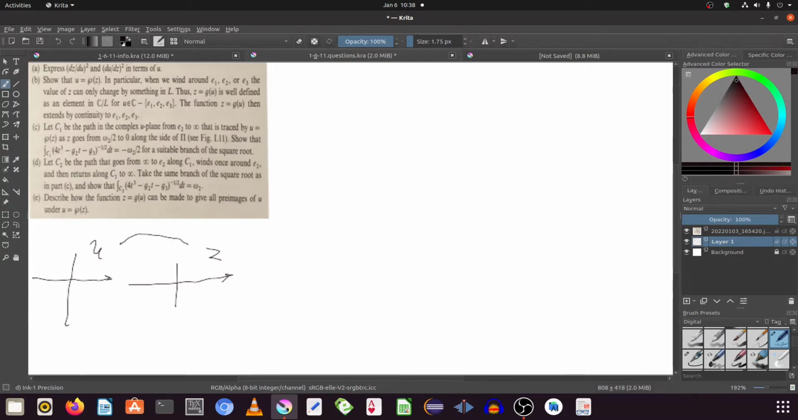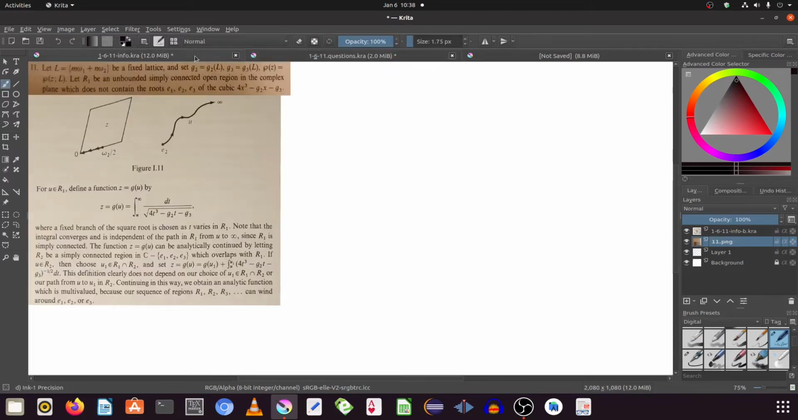So the Weierstrass P function goes this way, and we need to define a function going the other way, from the U plane to the Z, so to speak an inverse function. And that's what is defined on this page.